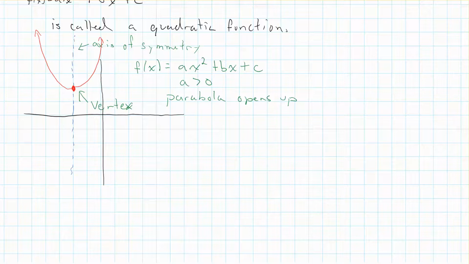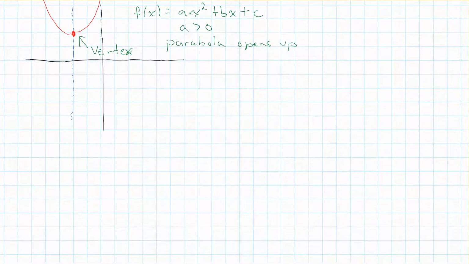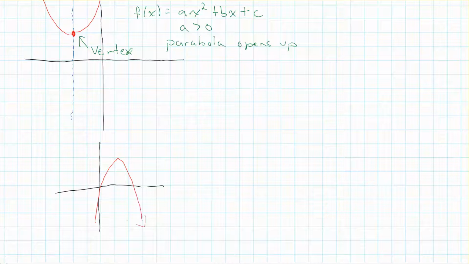Now, if we have another graph here, and again, I'll be a little sloppy in my sketching here. We still have my vertex, and we still have an axis of symmetry.